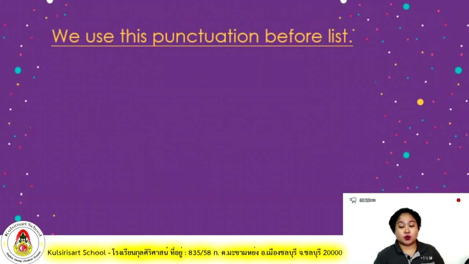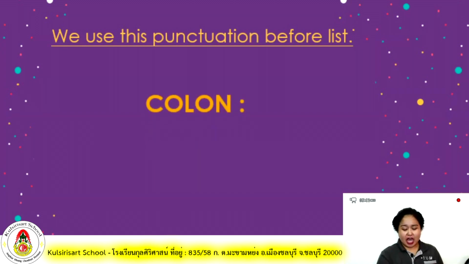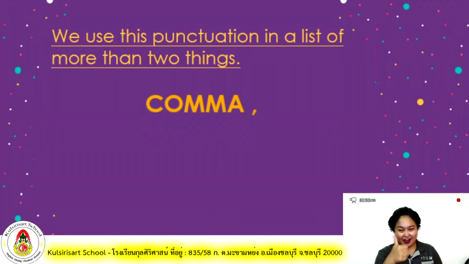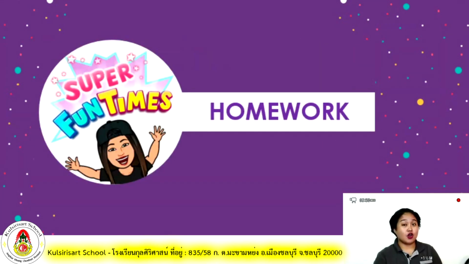How about this one? We use this punctuation before a list. What punctuation is it? Louder. It's colon. Very good. How about this one? We use this punctuation in a list of more than two things, to separate more than two things. What is it? It's comma. Very good.